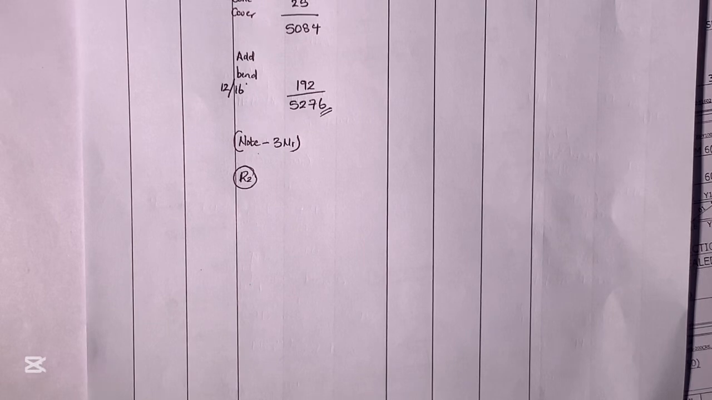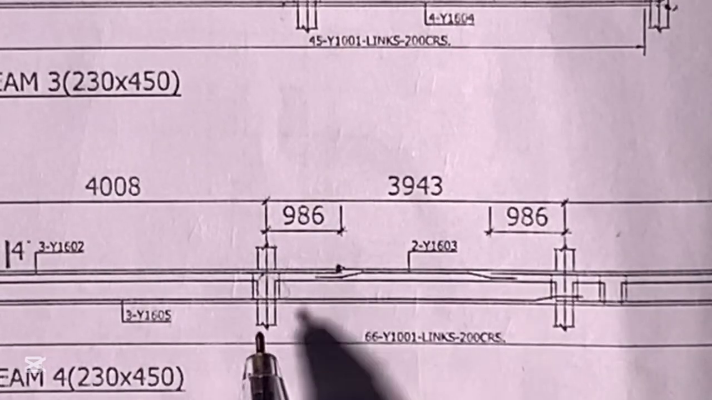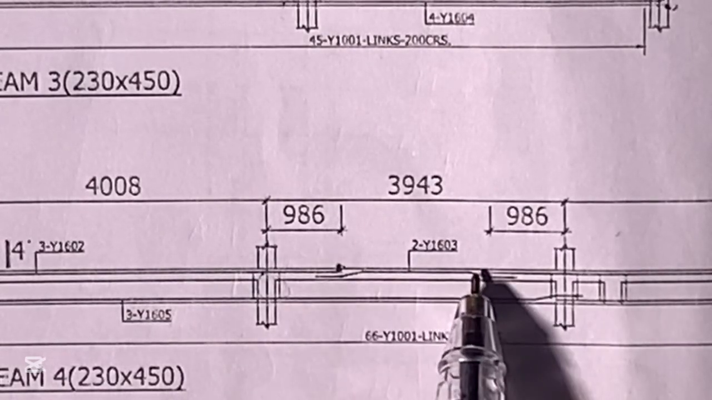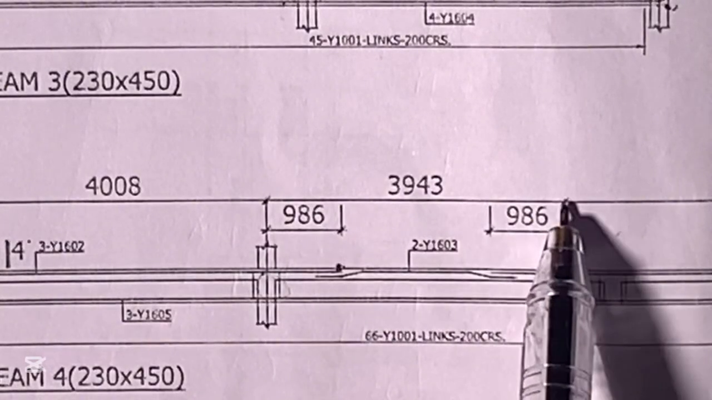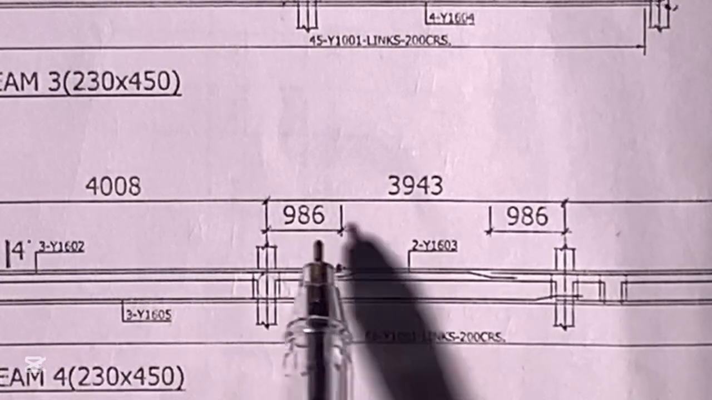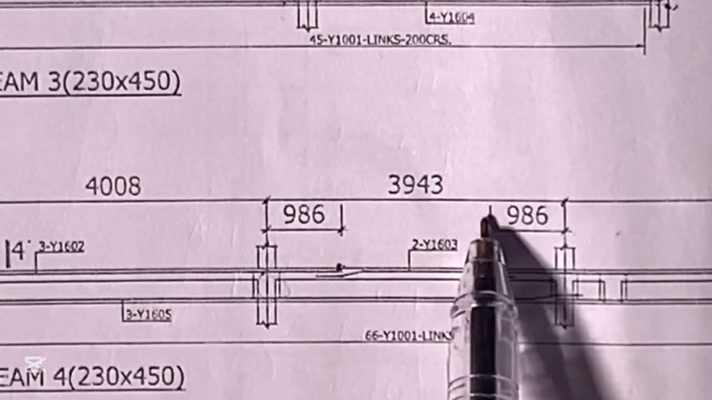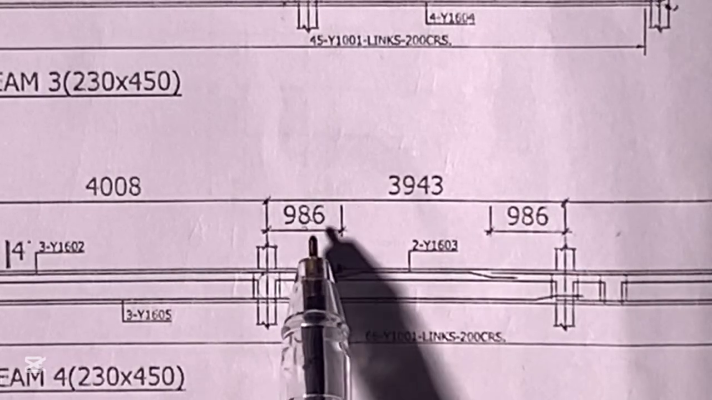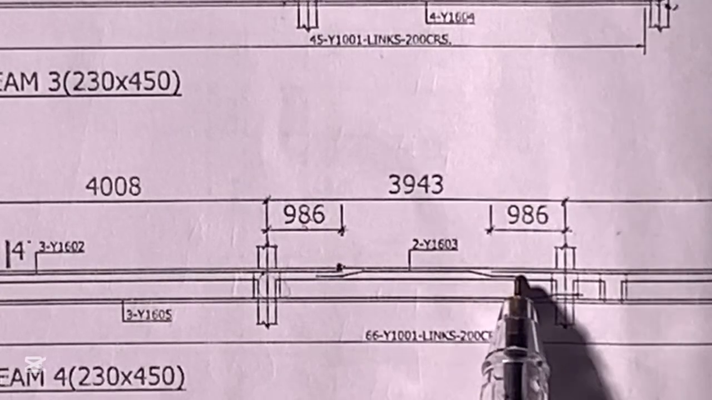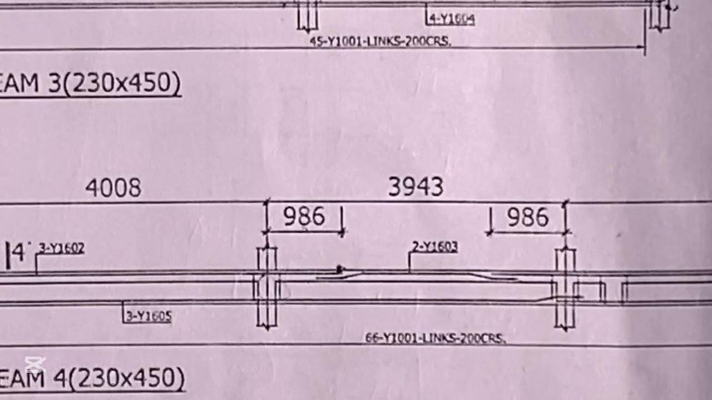So we'll now move towards reinforcement 2. Still on beam 4, we'll measure reinforcement 2, which is this short reinforcement here. How do we get the length of this short reinforcement? They told us that from this point to this point is 3943, and from this point here is 986, and this point here is 986. So we can minus this 986 from these two sides. Whatever we have will be the length of this reinforcement from here to here. Then we'll add this overlap here and this overlap here. So now let's do the maths.